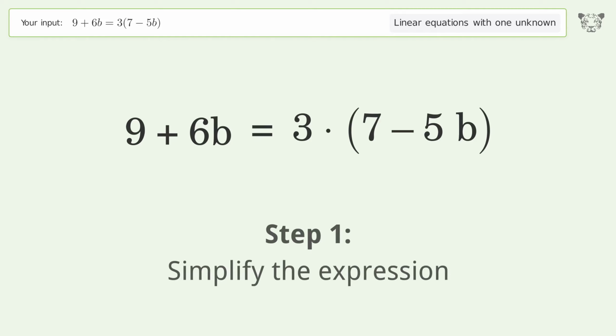You ask Tiger to solve. This deals with linear equations with one unknown. The final result is b equals 4/7. Let's solve it step by step.